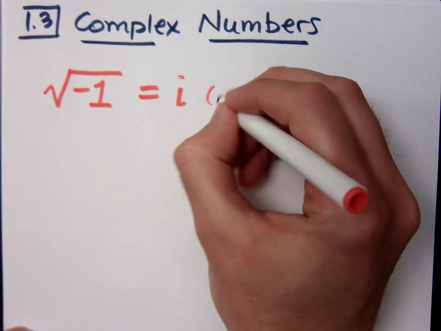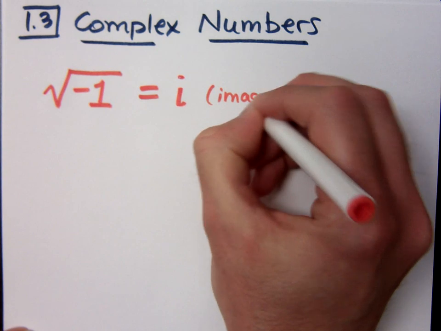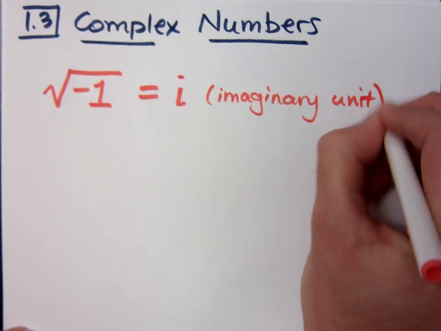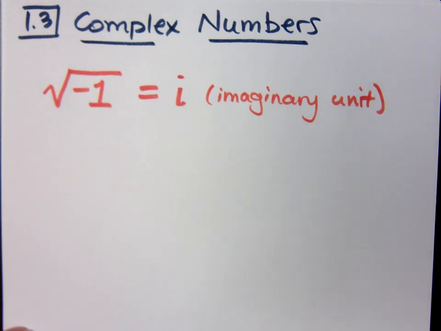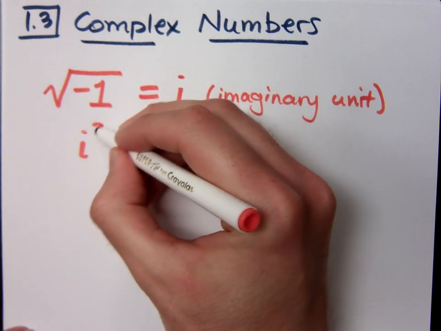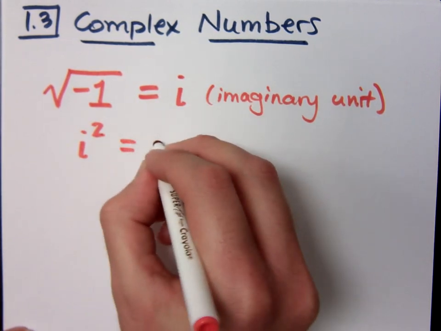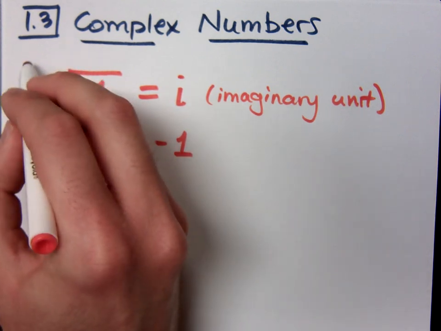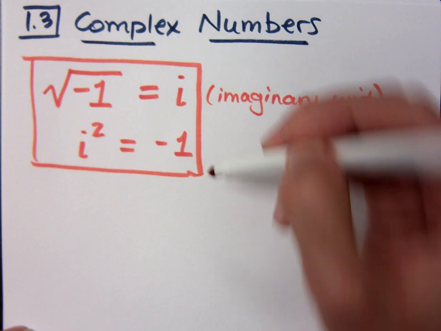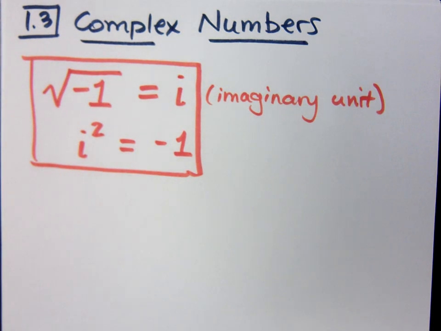I. And remember, this guy is called the imaginary unit. Okay? That's your imaginary unit. And the reason this equals I is because we're also going to define this that goes along with that: I squared equals negative 1. These are the two huge concepts that you must know to be successful in this section and in this class.